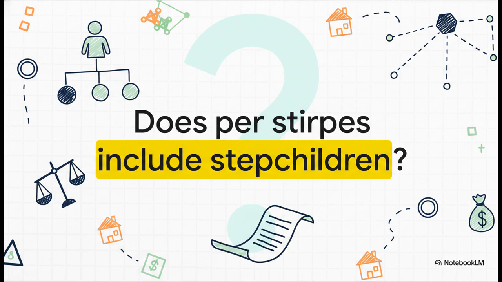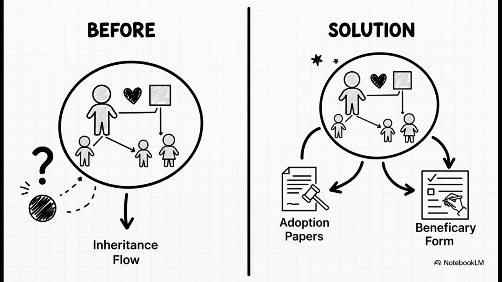This is such an essential question for blended families. If you have stepchildren you consider your own, it is vital to know how the law actually views them in these designations. And the short answer is a very clear no. The legal terms descendants and children do not automatically include stepchildren. So if you want to include them, you have to take action. Either legally adopt them or name them one by one as individual beneficiaries on your policy.